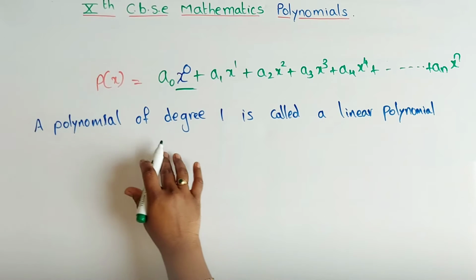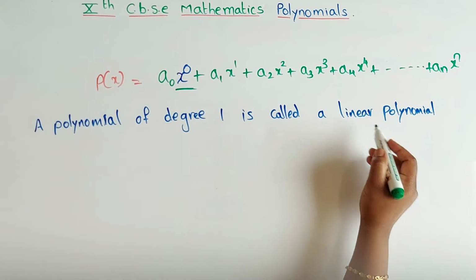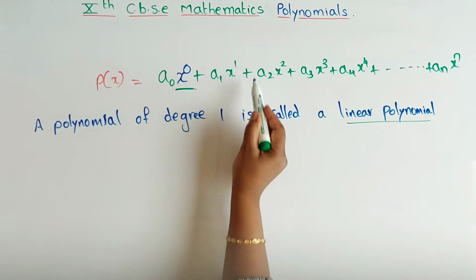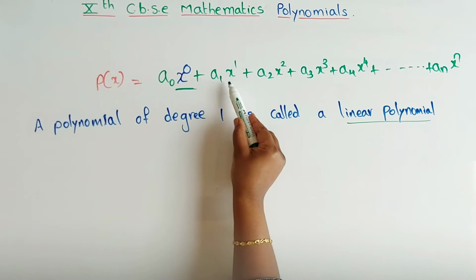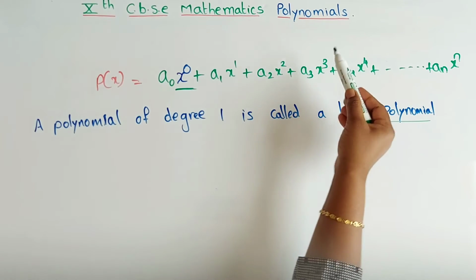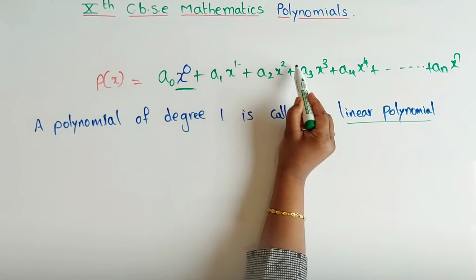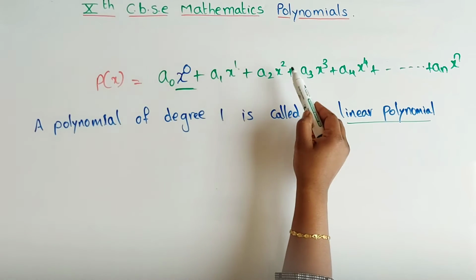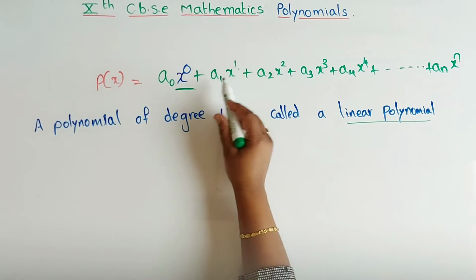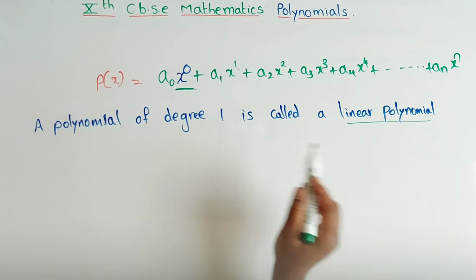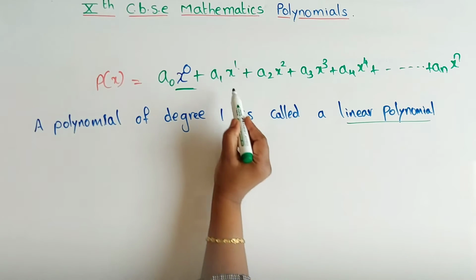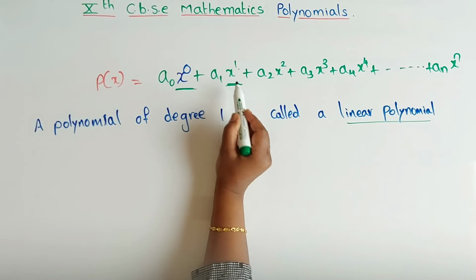A polynomial of degree 1 is called a linear polynomial, children. Here where is degree 1? Degree means variable power, children. That is x power 1, x power 2, x power 3, right? So this is called degree. Correct? This 1, 2, 3 exponents. These are called degree. So here a polynomial of degree 1 is called a linear polynomial. So this is with degree 1, correct?